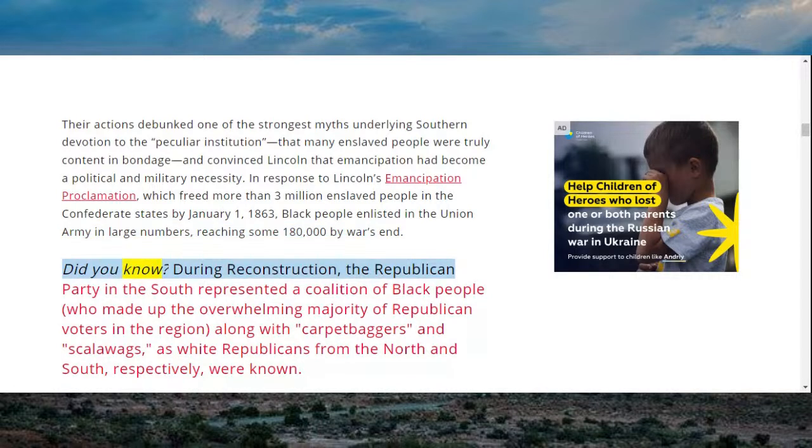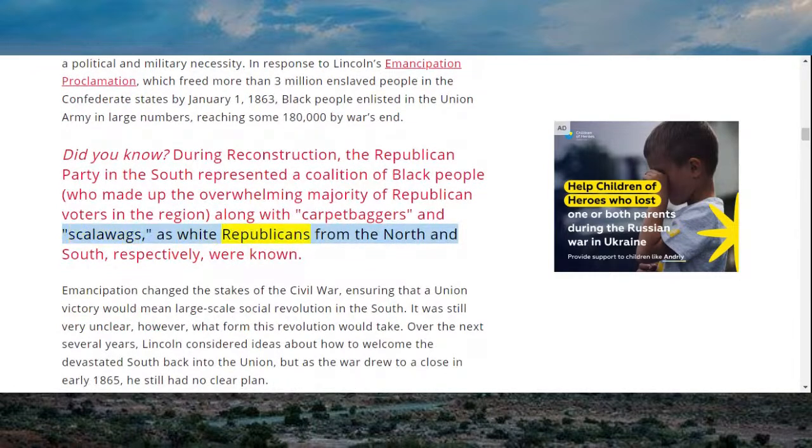Did you know? During Reconstruction, the Republican Party in the South represented a coalition of Black people, who made up the overwhelming majority of Republican voters in the region, along with carpetbaggers and scalawags, as white Republicans from the North and South, respectively, were known.